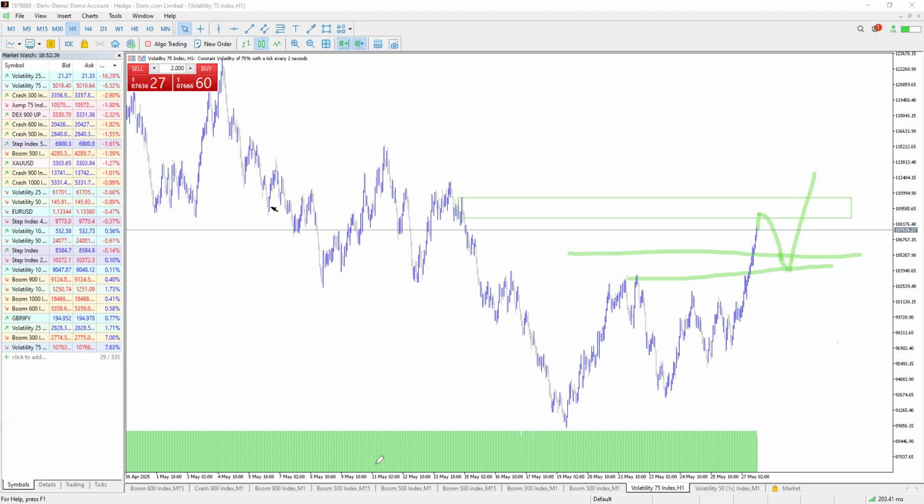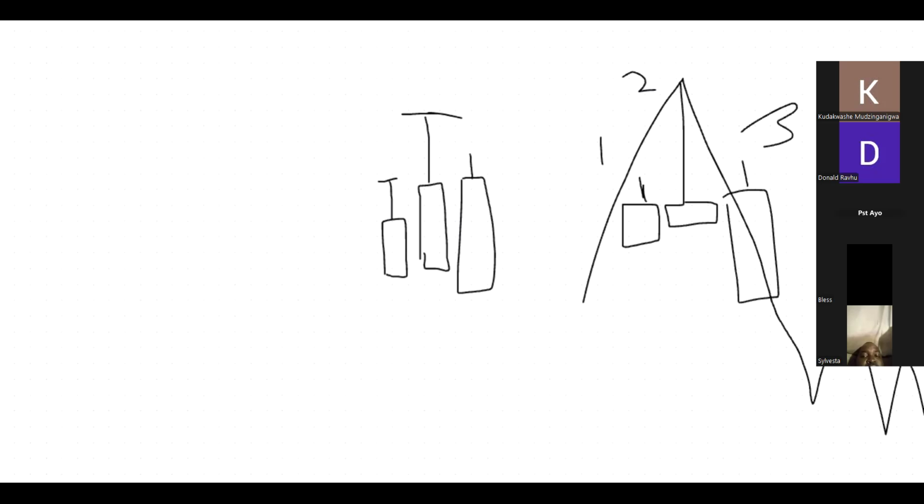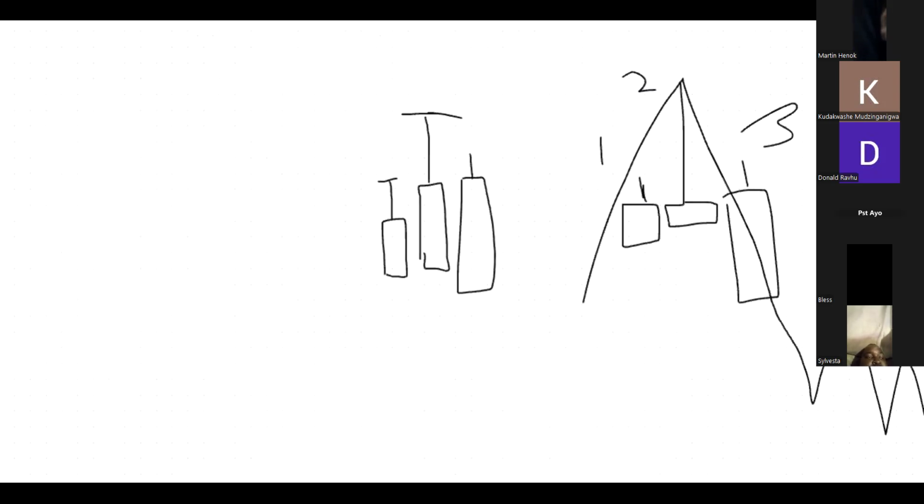What I'll do is I'll come back again to my whiteboard. Let me clear the page. Okay, so let's use our market structure rules. In this example, let me give an example of an uptrend with a high, a low, a high, a low, a high, a low.